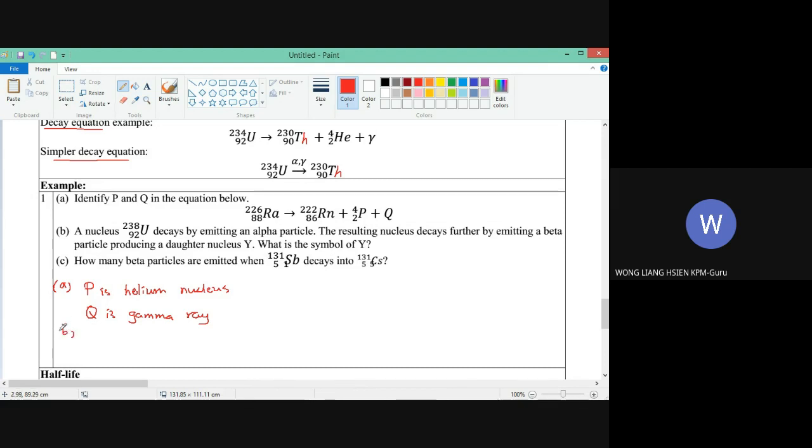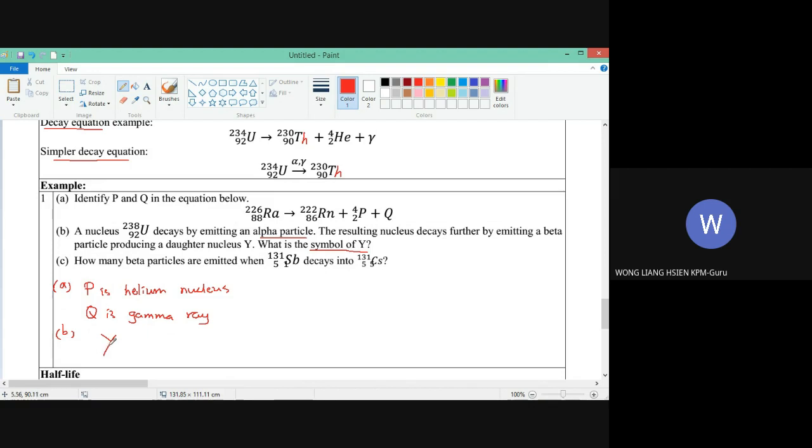The nucleus uranium-238 decayed by emitting an alpha particle. The resulting nucleus decays further by emitting a beta particle, producing a daughter nucleus Y. What is the symbol of Y? When you say what is the symbol of Y, it doesn't mean that we want you to identify the element. We just want you to write the symbol like this.